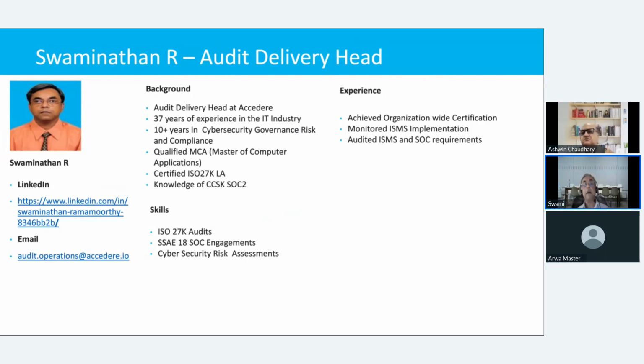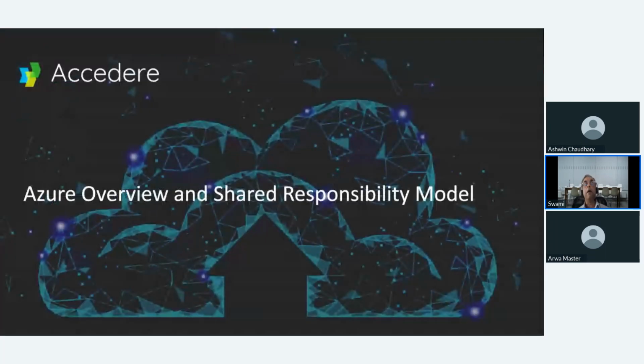I'm Swaminathan, working as an audit delivery head at Azure. I have 37 years of experience in the IT industry, 10 plus years in cybersecurity governance, risk and compliance. I'm a qualified MCA and also a certified ISO 27000 lead auditor, and I have a lot of knowledge in terms of CCSK and SOC 2 assessments also. I also achieved organization-wide certifications in my previous engagements, and monitored ISMS implementation, audited ISMS and SOC requirements. With this, my introduction, we will jump on to our topic today, Microsoft Azure.